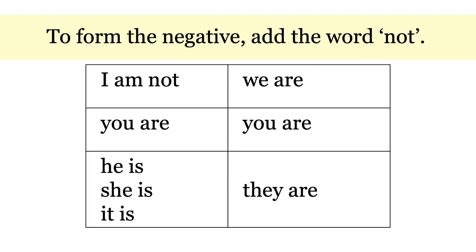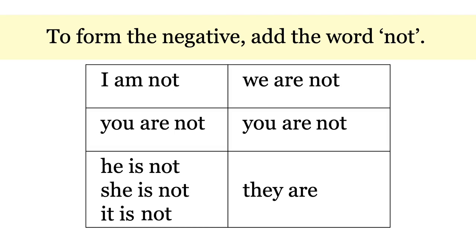I am not, you are not, he is not, she is not, it is not, we are not, you are not, and they are not. If you know the be verb, you know how to form the negative.